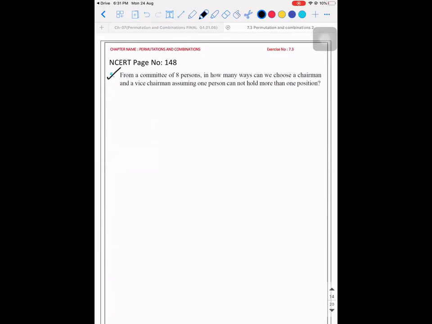Next. From a committee of 8 persons, in how many ways can we choose a chairman and a vice chairman, assuming one person cannot hold more than one position? It's very simple. How many people do you have in your hand? n is 8. How many are required? 2, right? One is chairman and one is vice chairman. So it is 8P2.